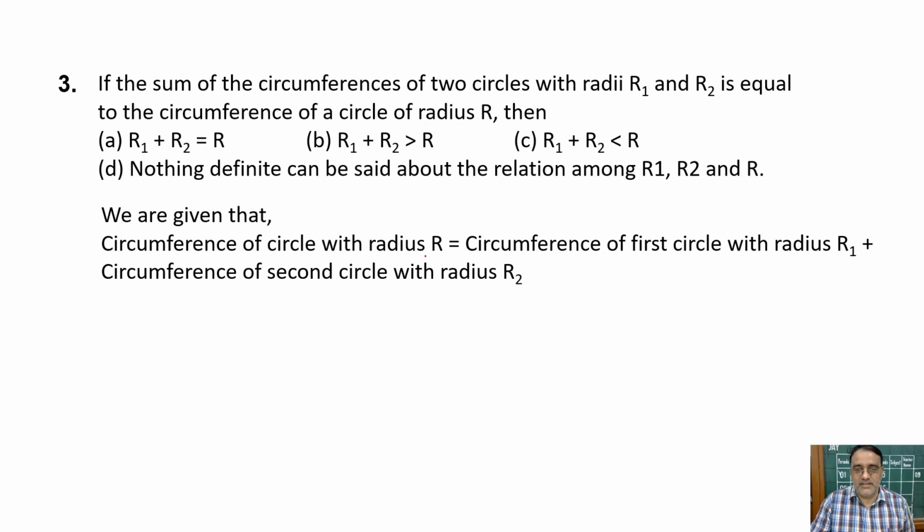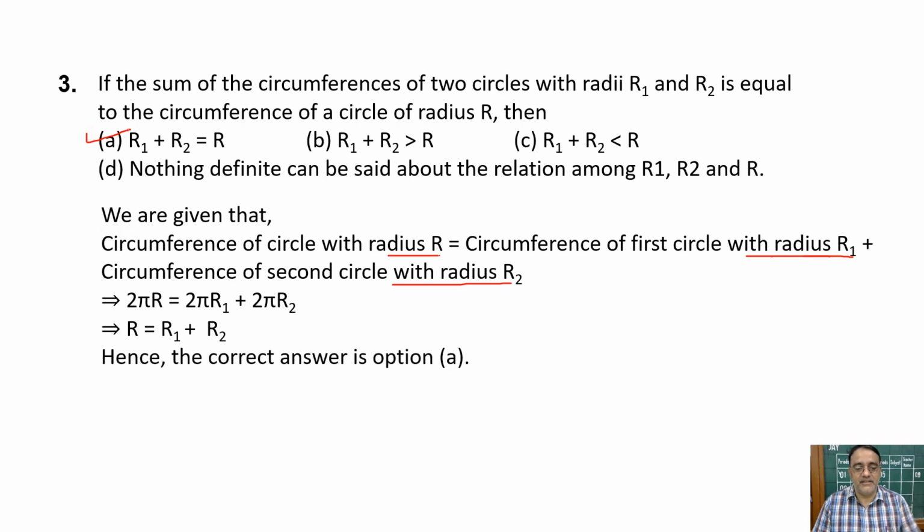So this is 2 pi R for this circle, 2 pi R1 for this, 2 pi R2. Now divide all by 2 pi. So what you will get? R equal to R1 plus R2. Very good. So which option is the correct one? Option A. Option A, right. So now we are moving toward question number 4.